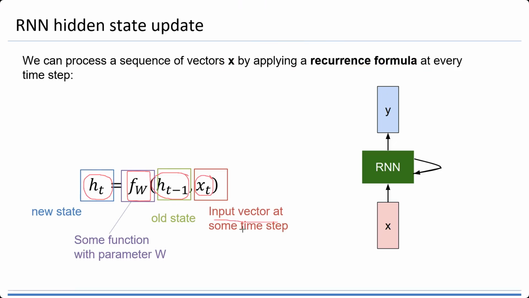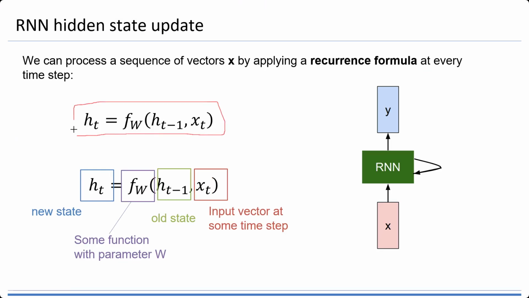So the input vector at the time step. For example, if I want to know the HT, then I need to know the old state and the current input. So this is the formula. HT, or the current time, is obtained from the previous state with the current input.